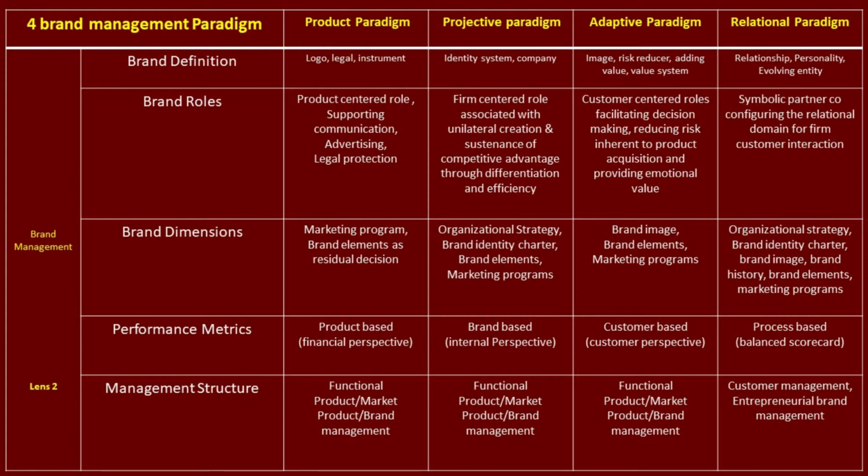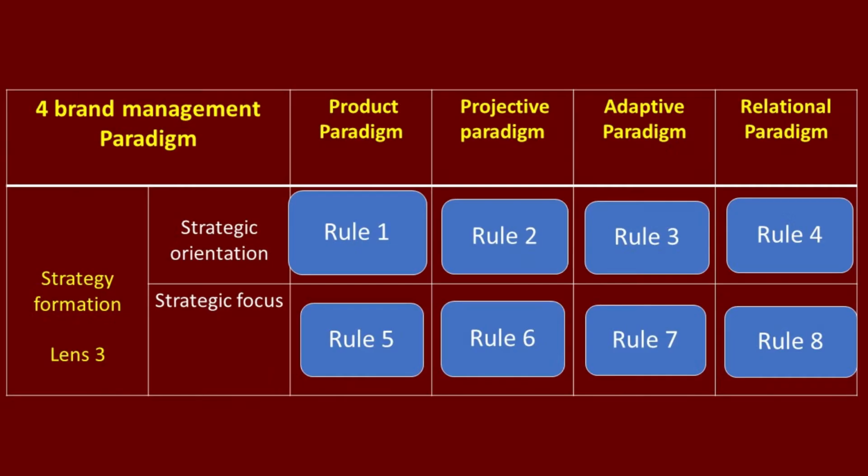The fifth aspect we study under lens 2 is the management structure in different settings, where rule 17 to 20 comes into the picture. When the marketing vision is based on product paradigm, projective paradigm, and adaptive paradigm, the management structure is functional. Whereas when the marketing vision is based on relational paradigm, the management structure is based on customer management.